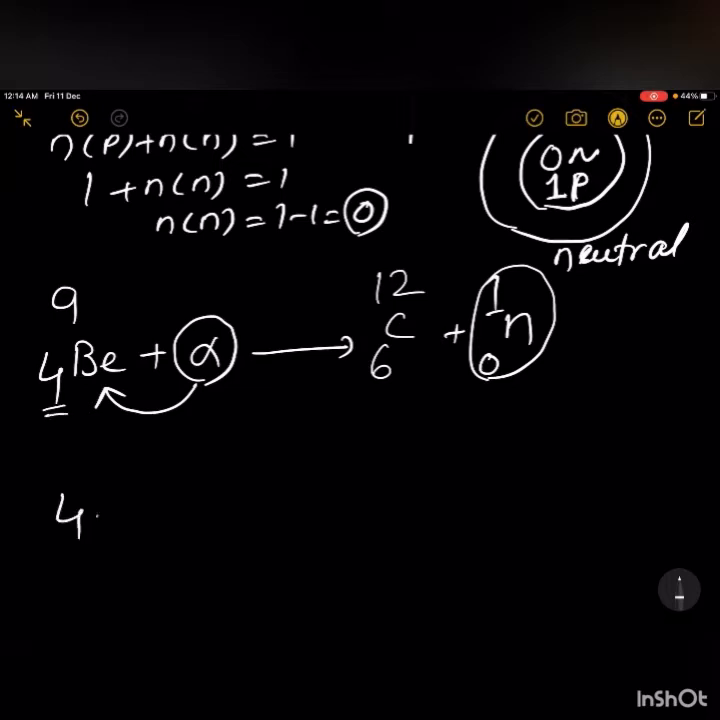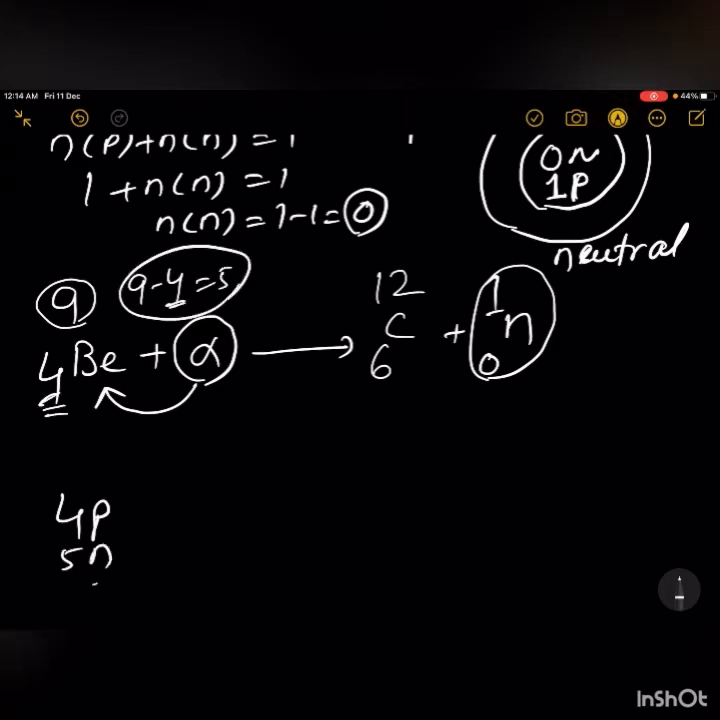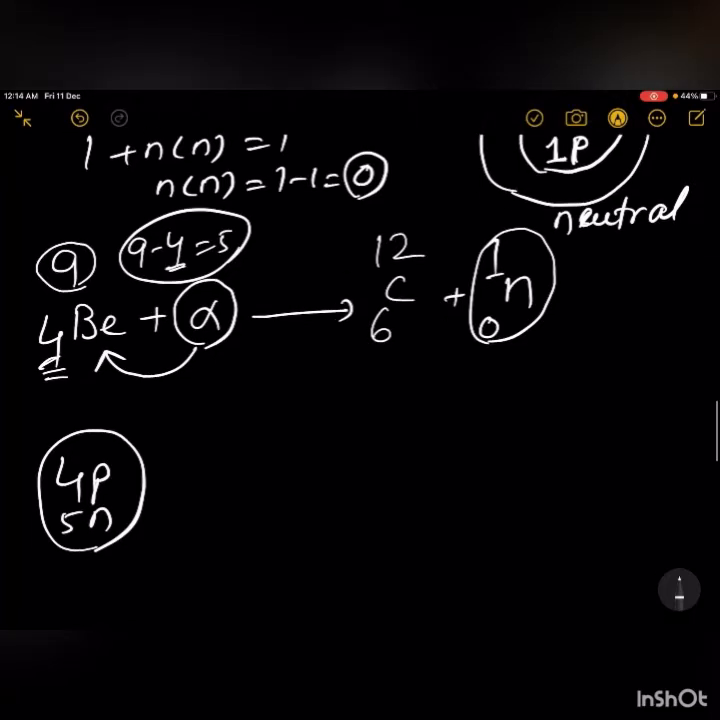Mass number is 9, so number of neutrons is equal to 9 minus 4. 9 minus 4 is equal to 5. So there are 5 neutrons. When it is bombarded with alpha particle, it gives neutron and carbon 12.